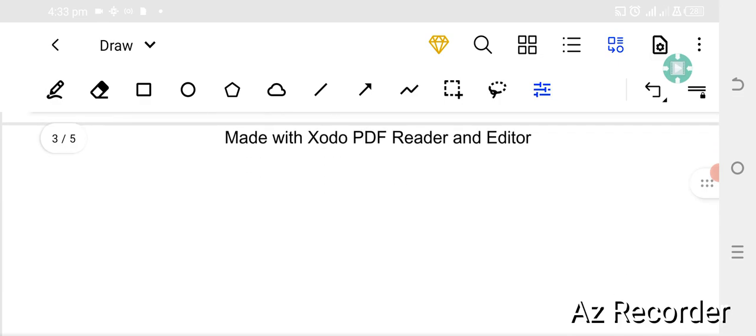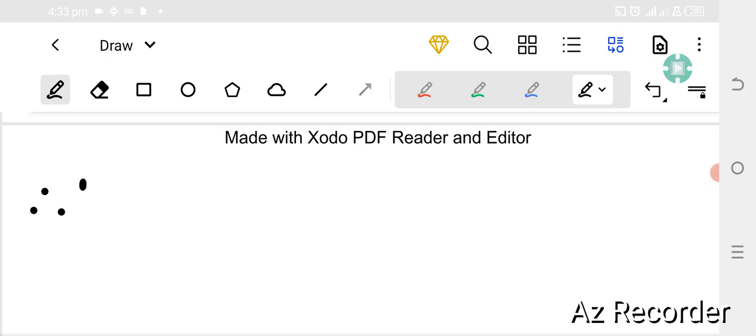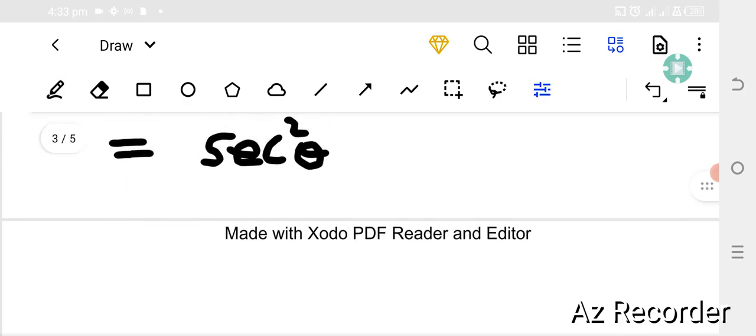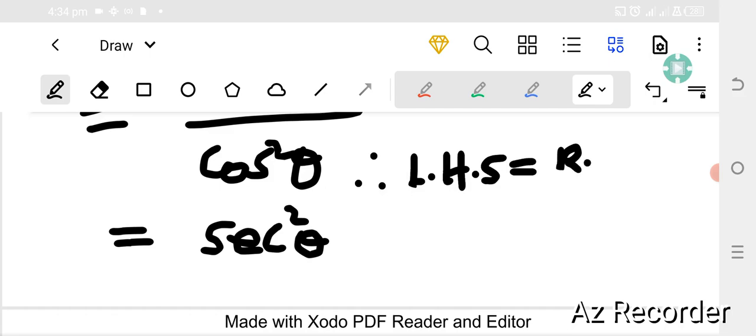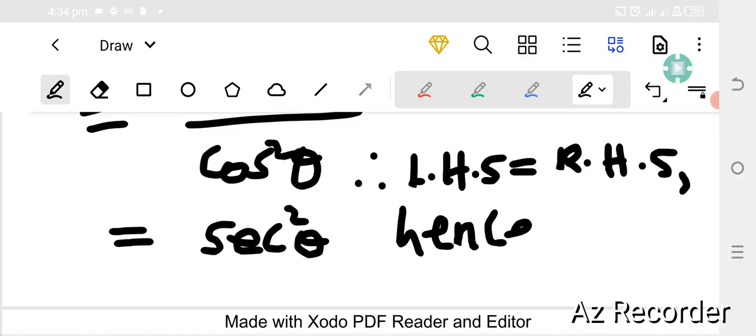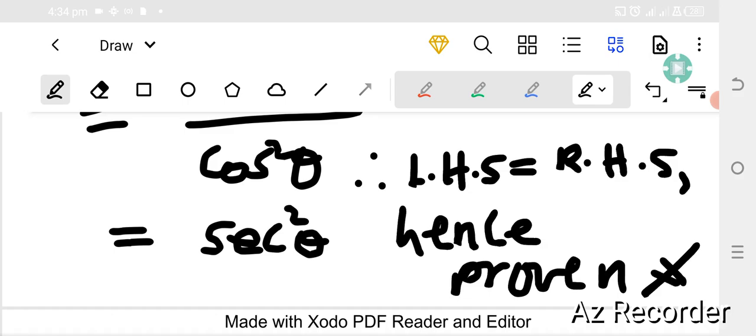Then we'll go to the next page and we'll say, therefore left hand side, or let me just write it on that same page, okay? So here we can conclude and say, therefore left hand side is equal to right hand side. Then we'll say, hence proven, and that would be your final answer.